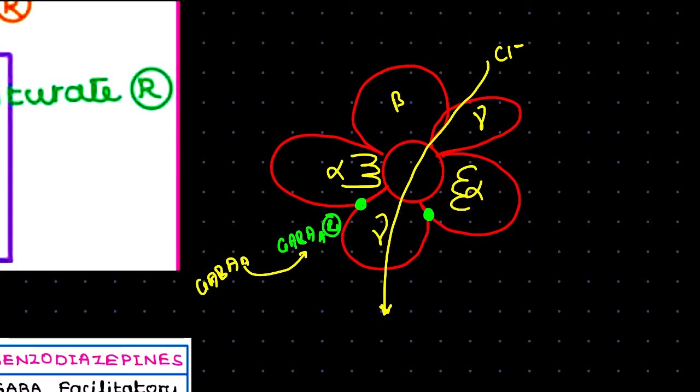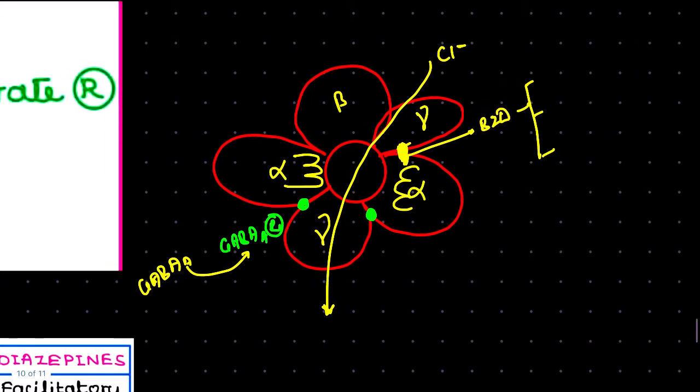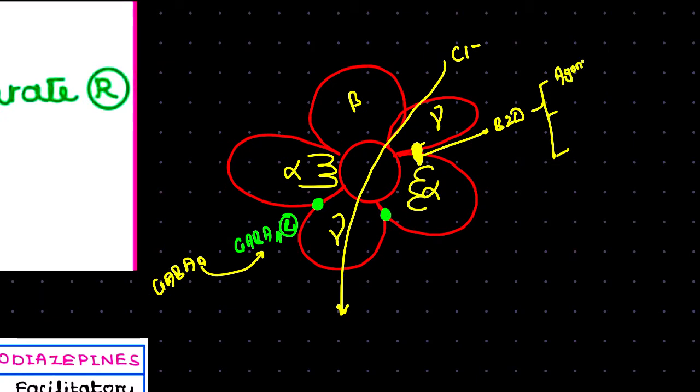The receptor for benzodiazepine is present somewhere around this alpha and gamma subunit. This is the receptor for benzodiazepine. Three things can bind in this receptor: one is our agonist, another is our inverse agonist, and another is our antagonist.